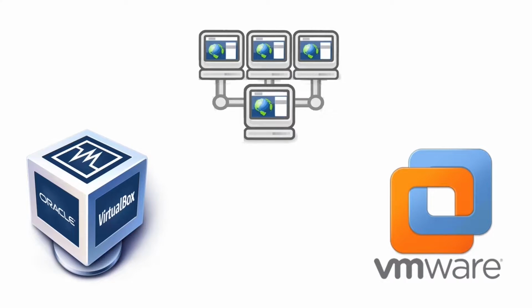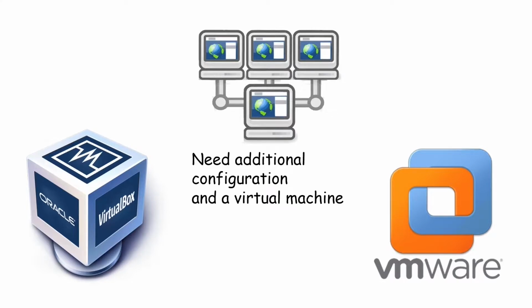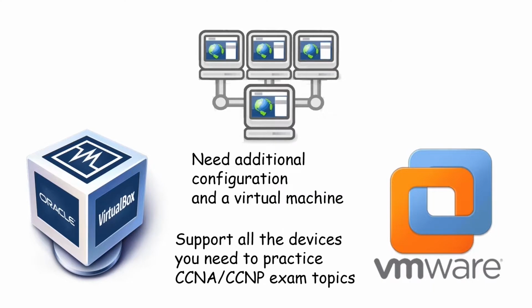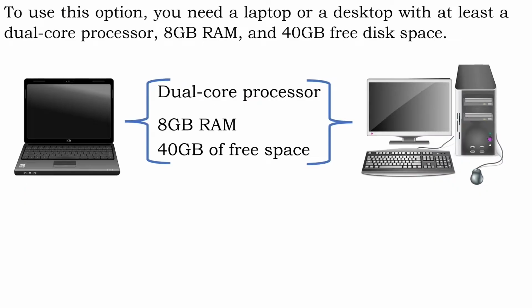The second option needs additional configuration and a virtual machine. If you want to create advanced networks or add many Cisco devices to your network, you can use this option. This setup supports all the devices you need to practice CCNA and CCNP exam topics, but it needs more hardware configuration. To use this option, you need a laptop or a desktop with at least a dual-core processor, 8 GB RAM, and 40 GB free disk space.